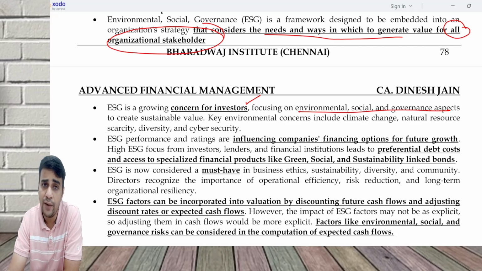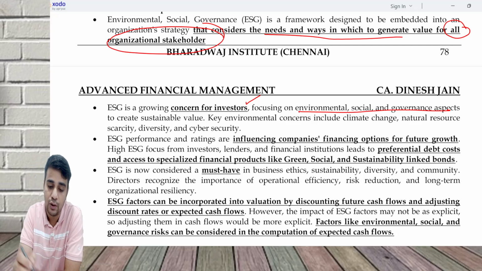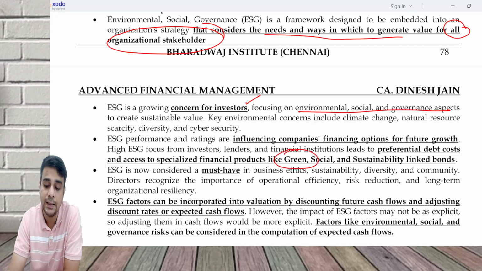ESG is also having an impact on funding sources. In the practical world, you have something called green bonds, social bonds, sustainability linked bonds, ESG bonds. So if you are ESG compliant, you will be able to raise money from green bonds or social bonds, which will normally have a lower interest rate. High ESG focus from investors and lenders leads to preferential debt cost. Preferential is lower debt cost.